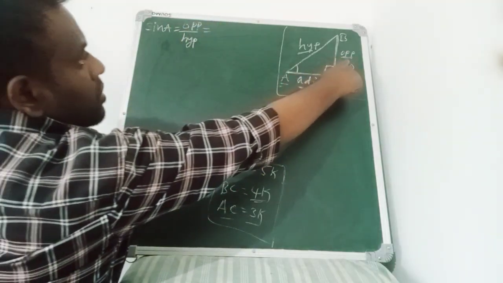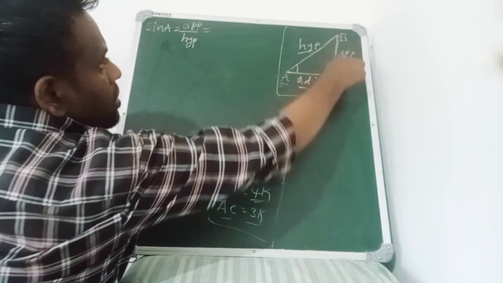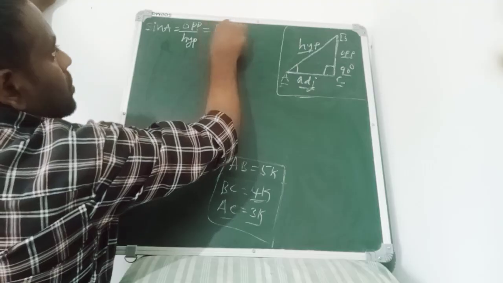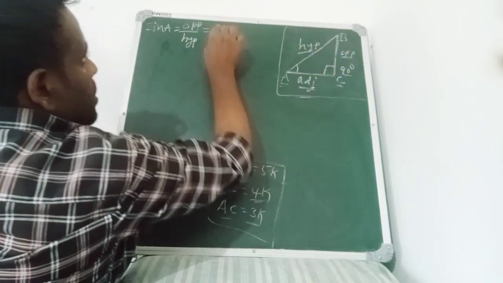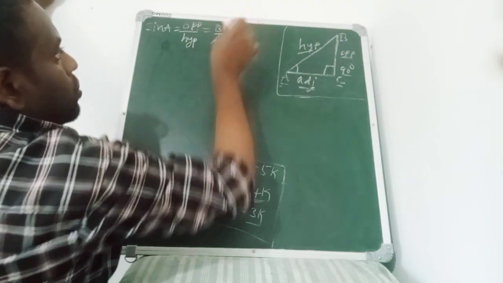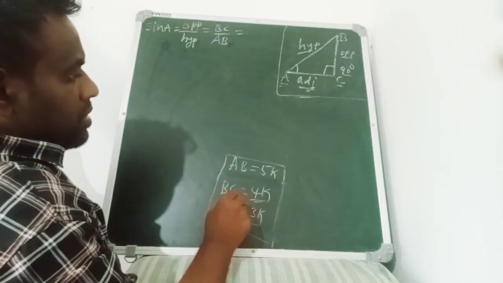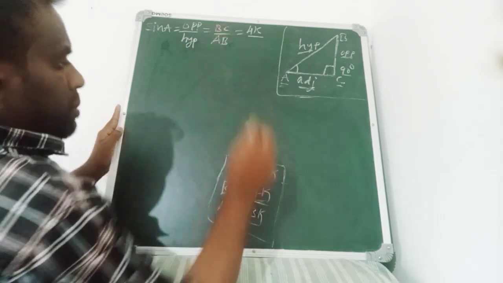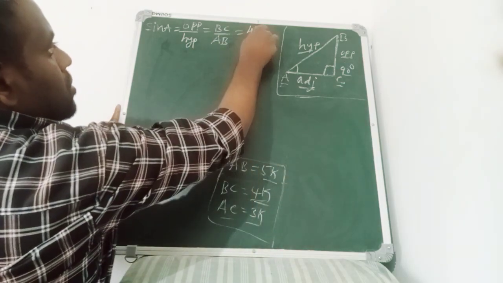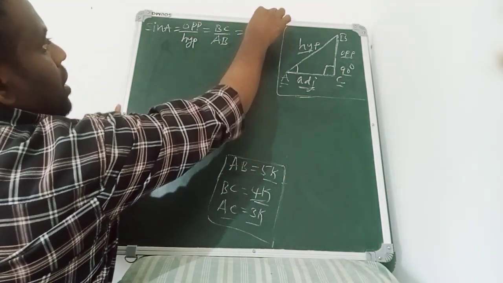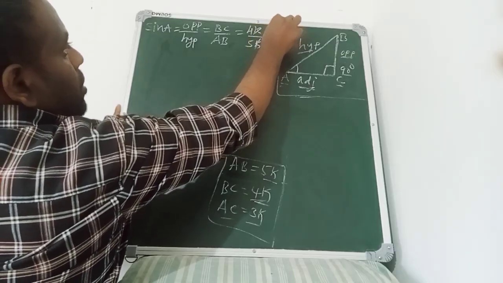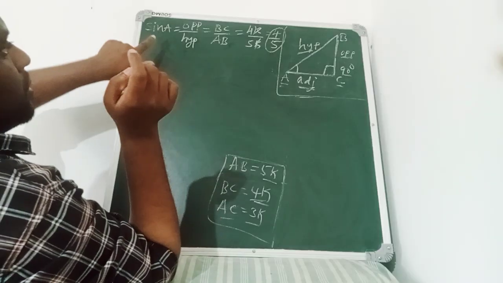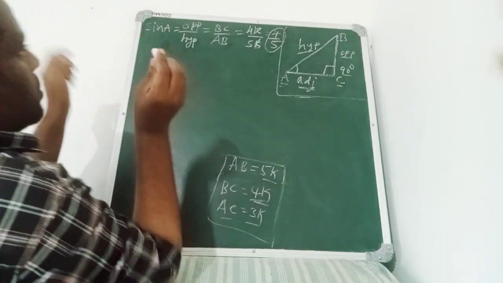So opposite side is what here? BC, correct? BC. Hypotenuse is this AB from the diagram, that is equal to BC. BC is what? 4k. AB is what? 5k. Now k cancels out. What is left? 4 by 5. Okay. So this is the trigonometric ratio. Sin A is equal to this.